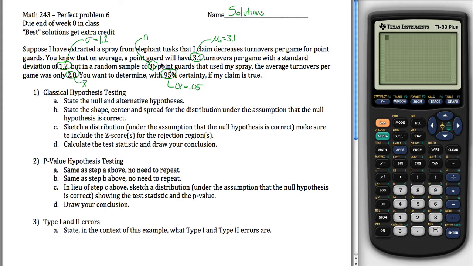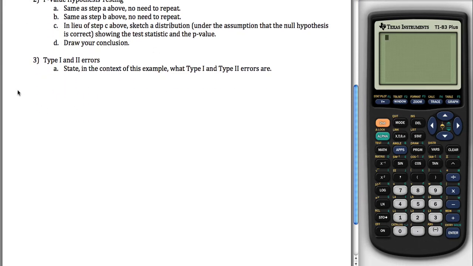Let's see, I claim, here it is. I claim that this spray is going to decrease turnovers per game. I thought my claim wasn't in there, but it is. Claim that it decreases. All right, and I want to do the classical method, and then I want to do the p-value method, and then I want to figure out type 1 and type 2 errors. All right, let's do it. Classical method.